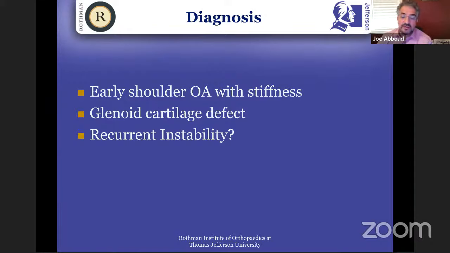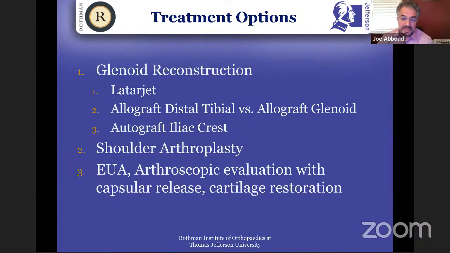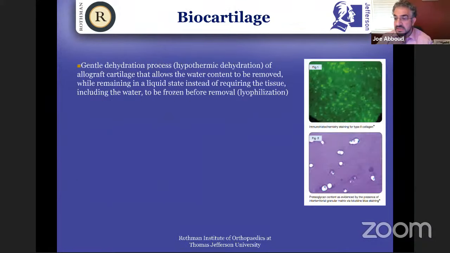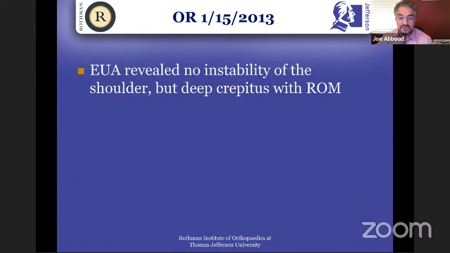2012. So I took her to the OR. And again, we talked about all this stuff. Glenoid reconstruction, not doing that. Shoulder arthroplasty, not doing that. EUA, arthroscopic evaluation with capsular release, cartilage restoration. Ended up doing that. And this is when the micronized extracellular matrix, ECM, came out. And this was actually the first time I had used it.